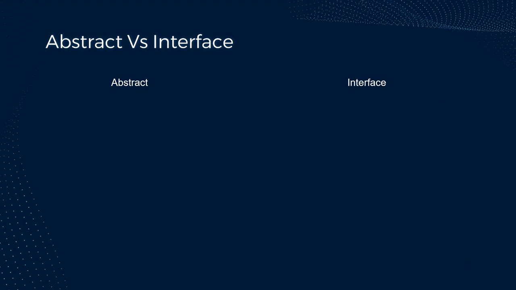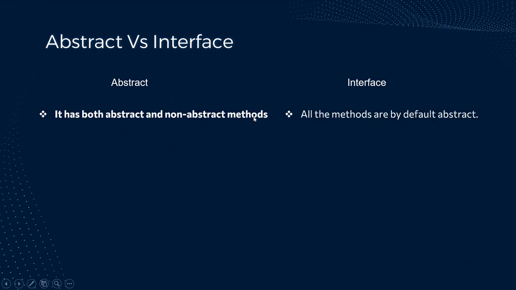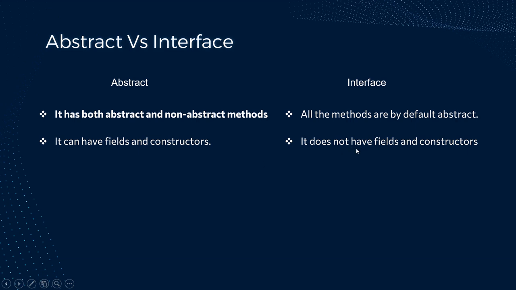Abstract versus interface. In an abstract class, it has both abstract and non-abstract methods. But in case of an interface, we have only the abstract methods, right? So all the methods are by default abstract in the interface. An abstract class can have fields and constructors. So basically this is a class, so it can have fields and constructors both. But in case of an interface, it has only the properties. It does not have fields or constructors.